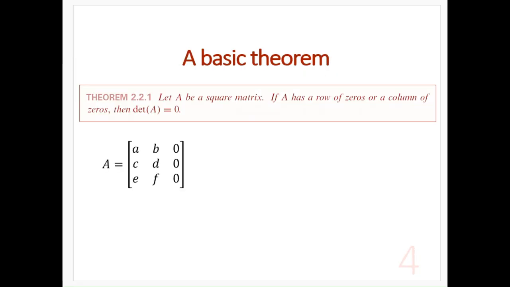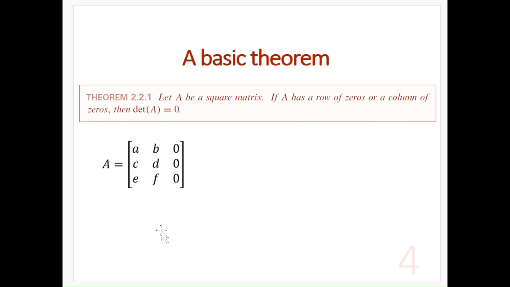So that brings us to our first theorem in this section. Theorem 2.2.1 says let A be a square matrix. If A has a row of zeros or a column of zeros, then the determinant of A equals 0. So lo and behold, we have this example matrix right here, and look at all those zeros. So we can automatically assume that the determinant is 0. We don't need to do any calculations.